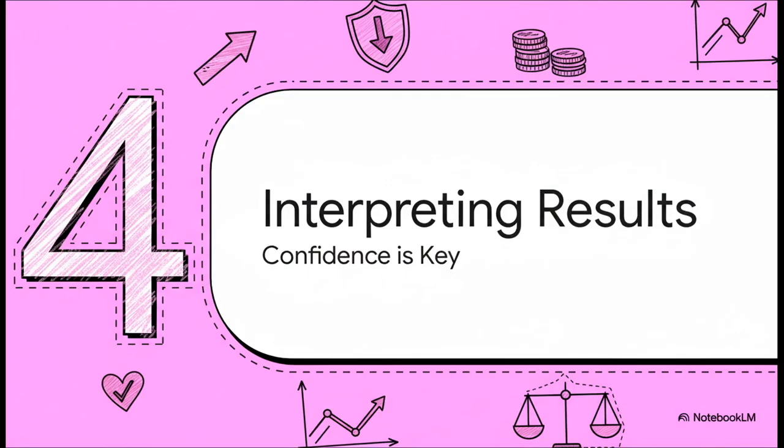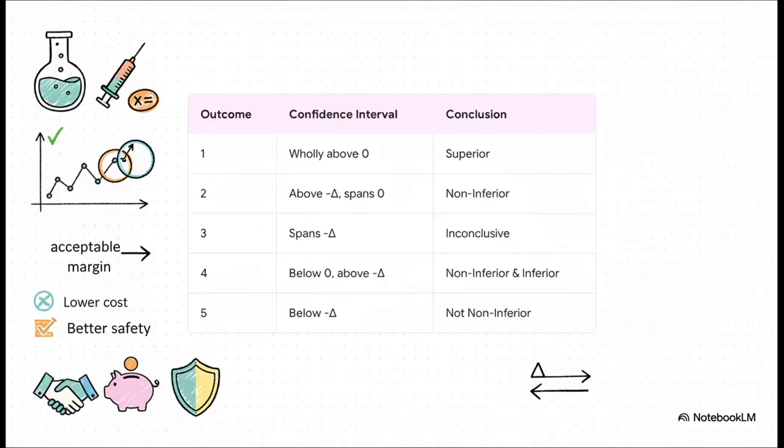So, you've done all the hard work. The trial is finally over. You've got your data. Now what? What does it all mean? Well, it all boils down to one thing, where your confidence interval lands on a graph. And this chart here shows it all perfectly. The whole story depends on where that 95% confidence interval for the treatment difference falls.